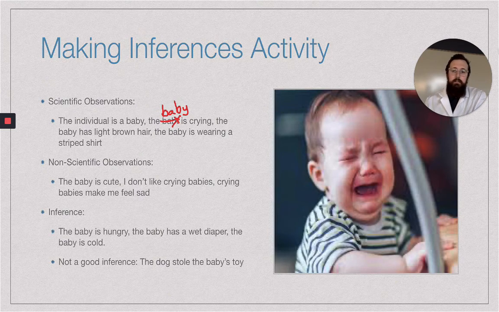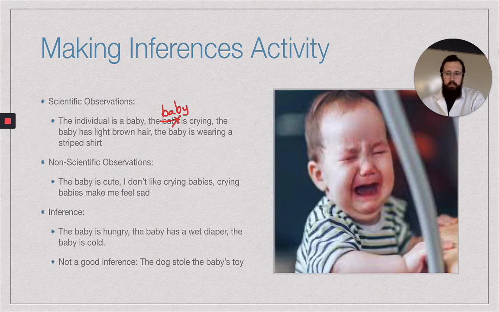Now, an inference is when I'm using my scientific observations and using evidence and previous knowledge. Now, as a father, I have 2 kids, so I've had 2 babies before. I can use my previous knowledge to understand why the baby might be crying. So I can infer, or I can make an inference, that the baby is hungry, or the baby has a wet diaper. The baby is cold.